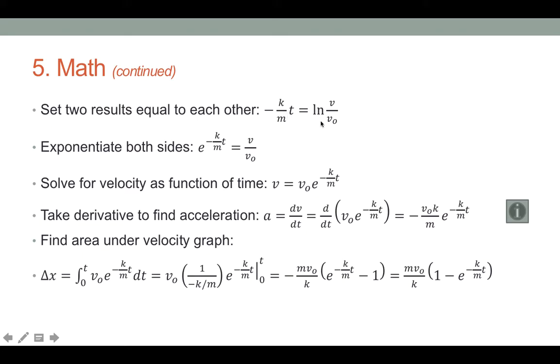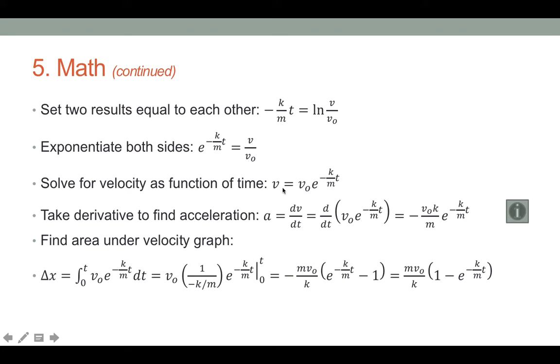We're going to set the two integrals equal to each other. So we have minus k over m times t equals the logarithm of v over v0. And we're going to solve this equation for the velocity v as a function of the time t. We're going to do that first by exponentiating both sides, raising them both to the power e. So this side just becomes e to the minus k over m times t. On the other side, we're going to have e to the logarithm of v over v0. Well, that's just a function and its inverse, so that just becomes v over v0.